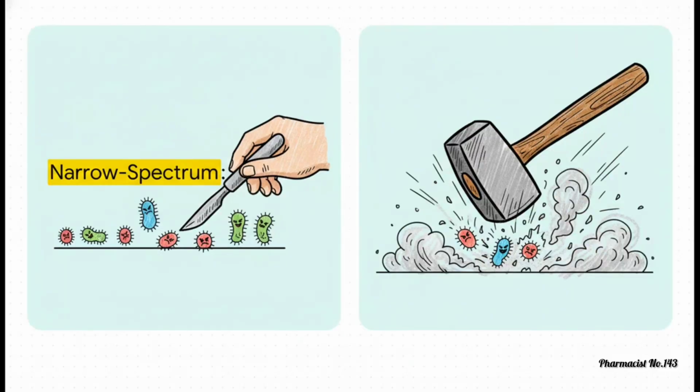So why not just use a sledgehammer for every problem? Well, that power comes with a price. A narrow-spectrum drug is like a scalpel. It's precise and it causes way less collateral damage to the good bacteria living in our gut. A broad-spectrum drug is that sledgehammer. It gets the job done, but it can be messy. So the goal is always to pick the most targeted weapon you can.